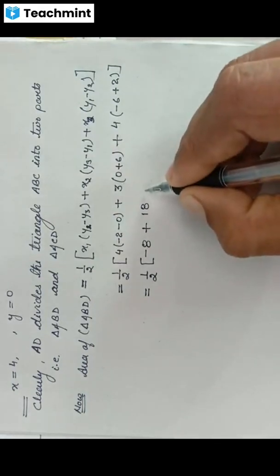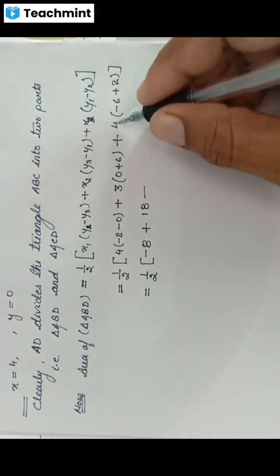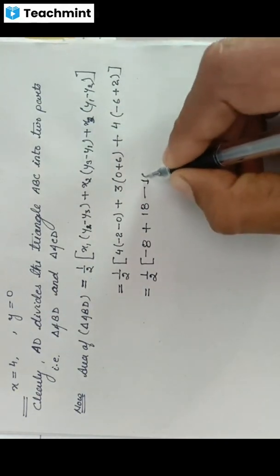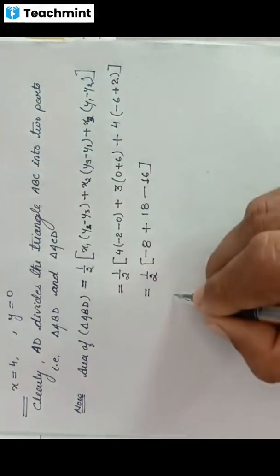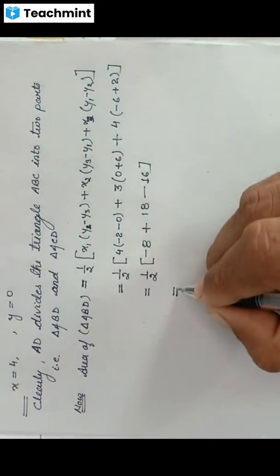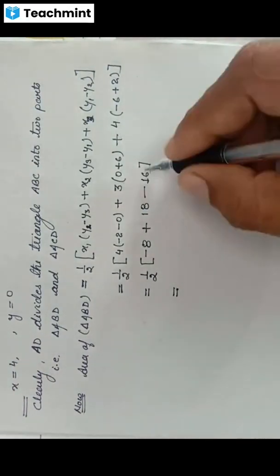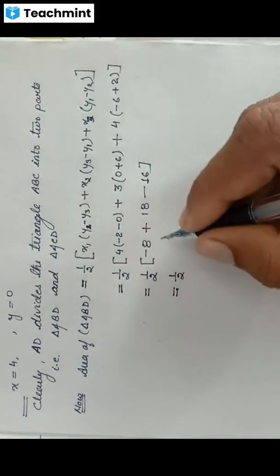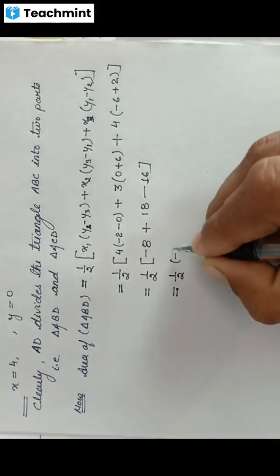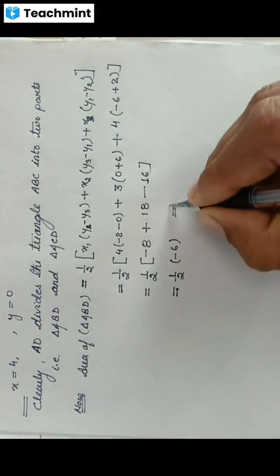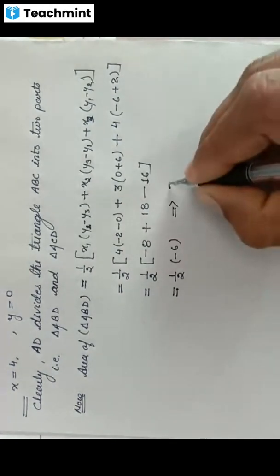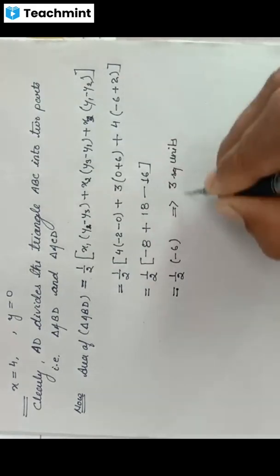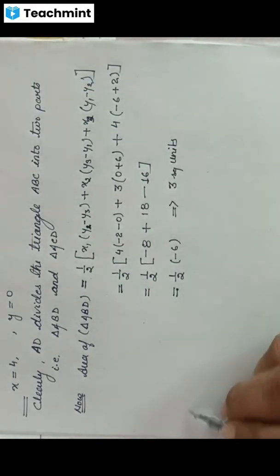And the third value you will have is 4 into 8, 32, minus 16, negative 16 you will have, and it will be equal to half of 10 minus 6, so you will have 6. So -6 is equal to 3 square units. It will be 3 square units, not -3 square units.